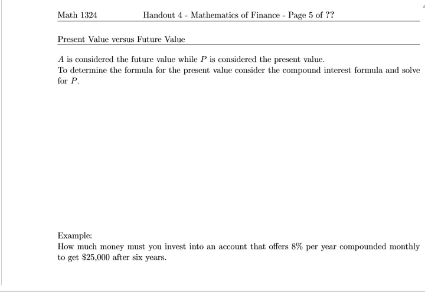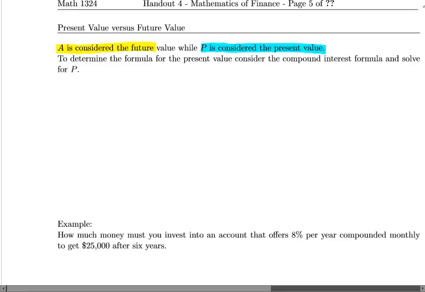Today we'll be going over present value versus future value. As we've talked about, money does have a time value associated with it. $1 today is worth more than $1 tomorrow, even if you're not thinking about inflation, but inflation only makes that all the more prescient. So let's look at this. A is considered to be a future value, while P is considered to be a present value.